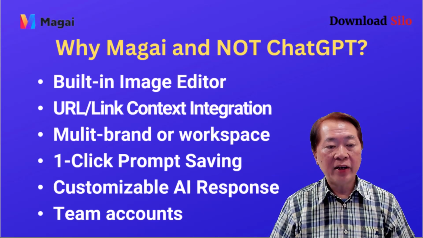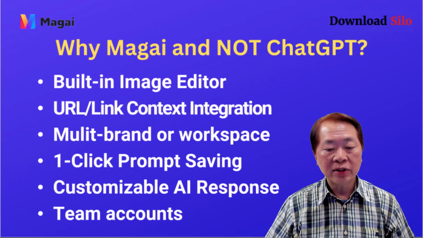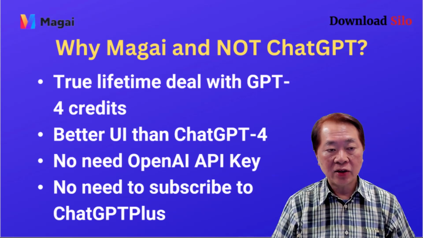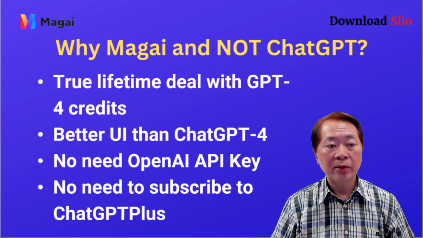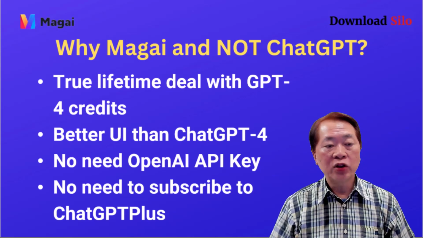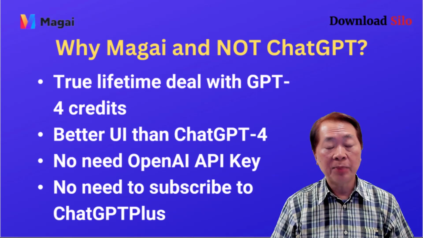One-click prompt saving is one of the better features. And you can have customizable AI responses as well. And last but not least is team accounts. In summary, Magai is a true lifetime deal with GPT-4 credits, which means you don't have to subscribe to GPT-4 from OpenAI. So it has a better UI than ChatGPT-4. There's no need to use an OpenAI API key, no need to subscribe to ChatGPT Plus.